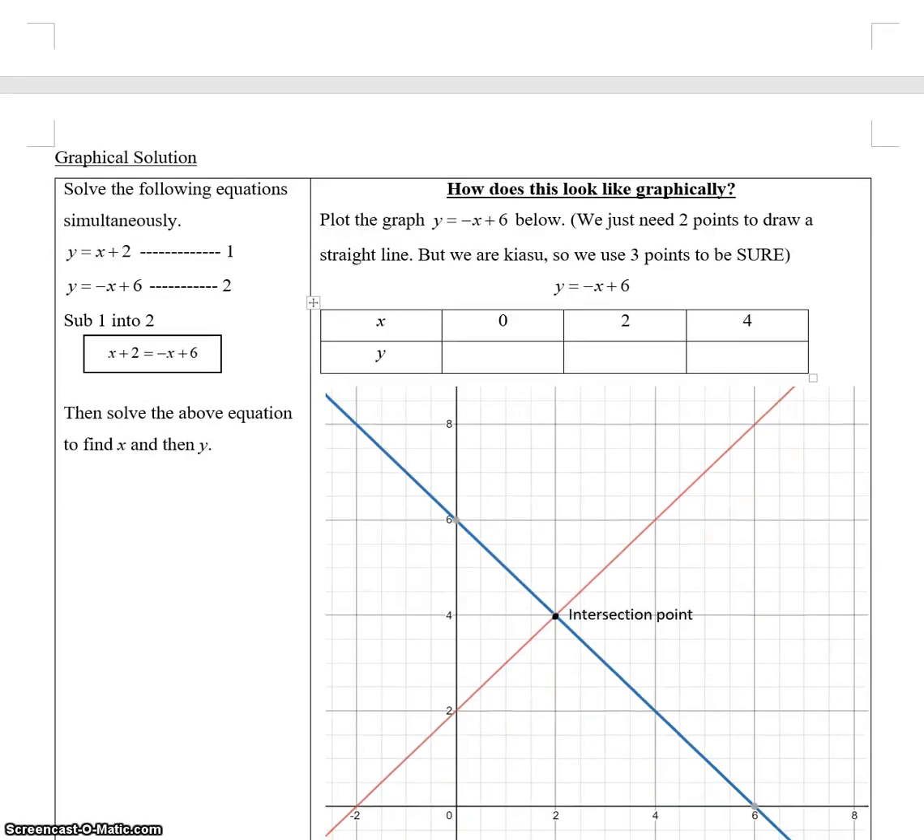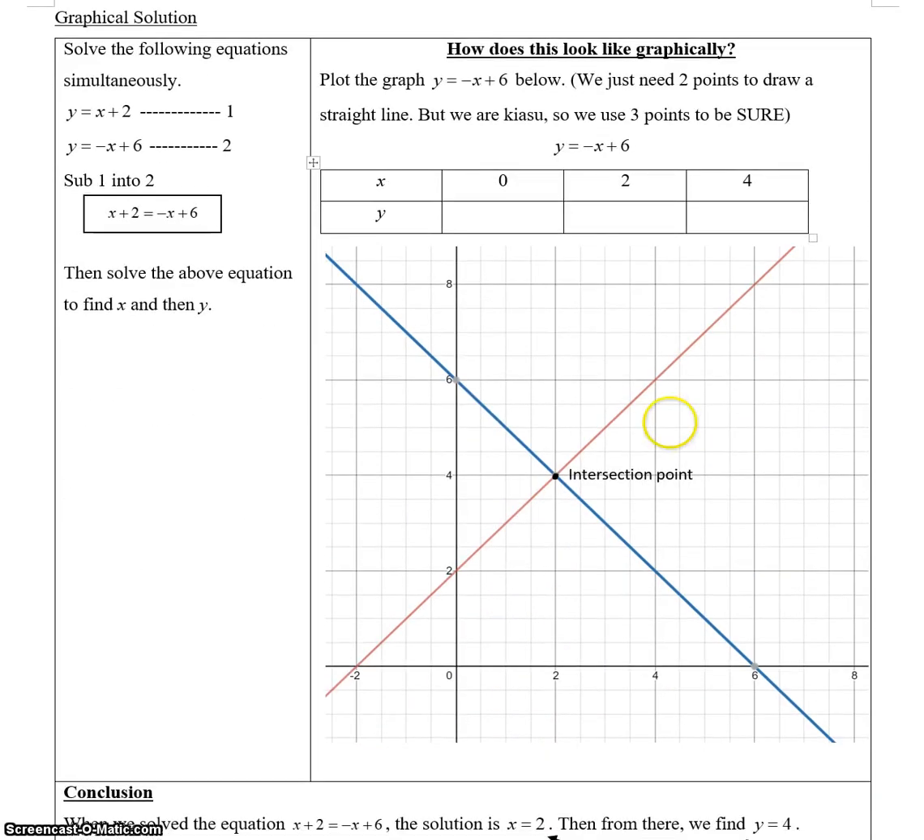Graphical solution. I'm going to do two things here. On the left side, I'm asking you to solve the equation simultaneously.